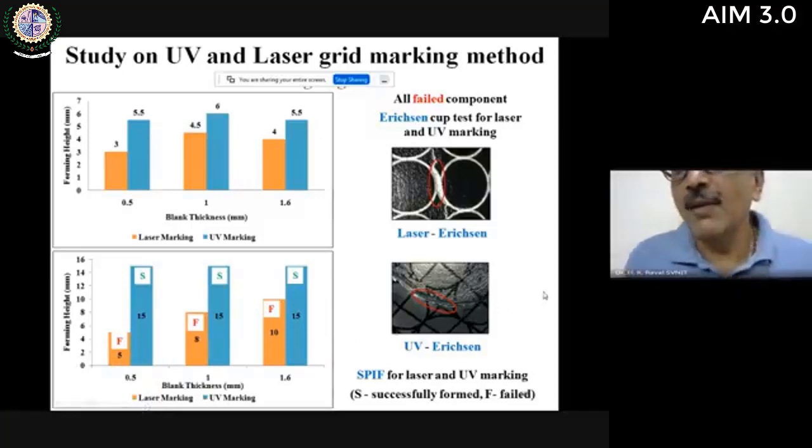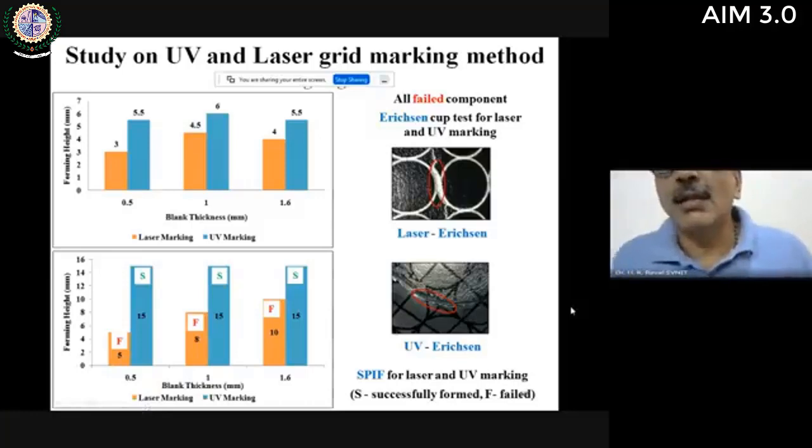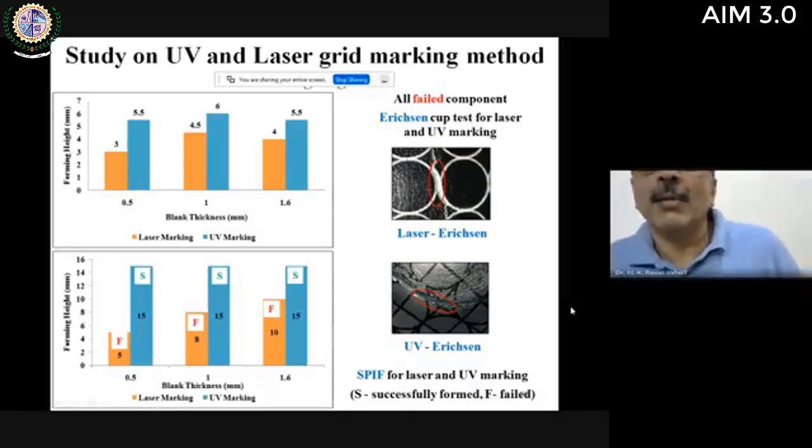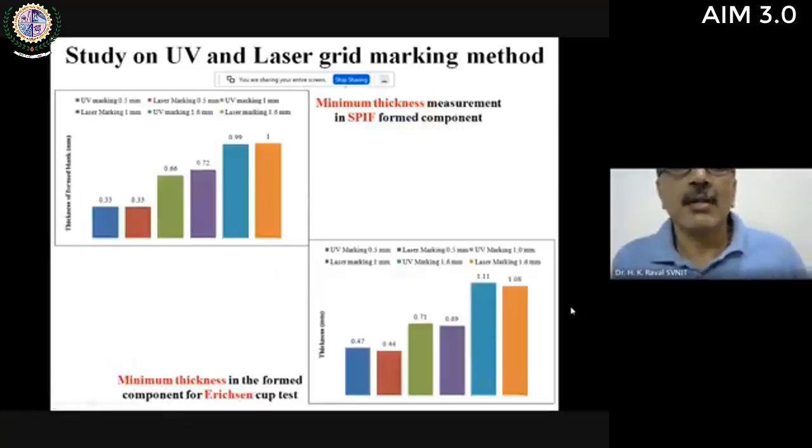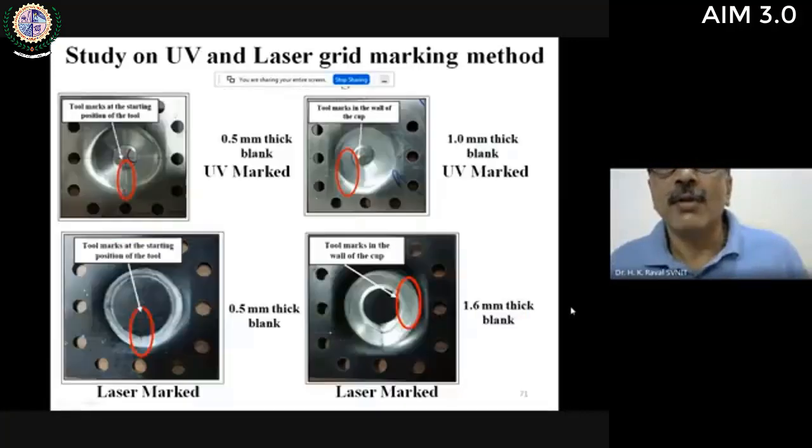So the takeaway here is that to carry out the forming limit diagram analysis or forming limit curve plotting, if you are targeting grid marking, the grid marking should be done using UV marking rather than laser marking. So this is again the similar picture. I am not discussing much on this. We will straight away go with the effect here.